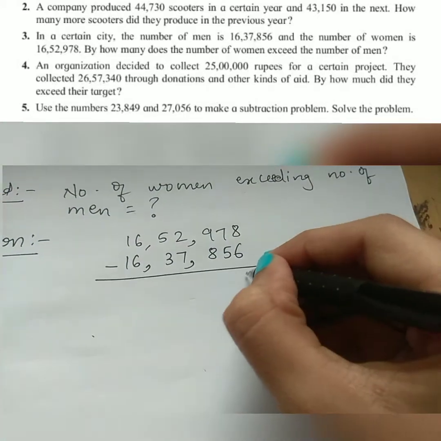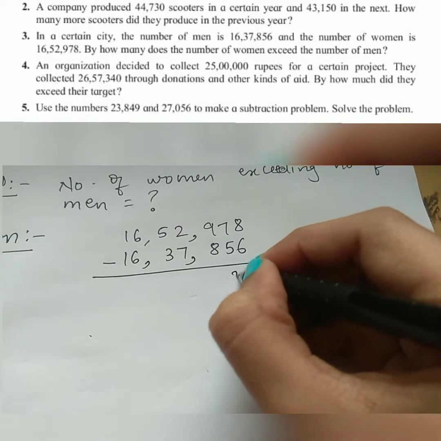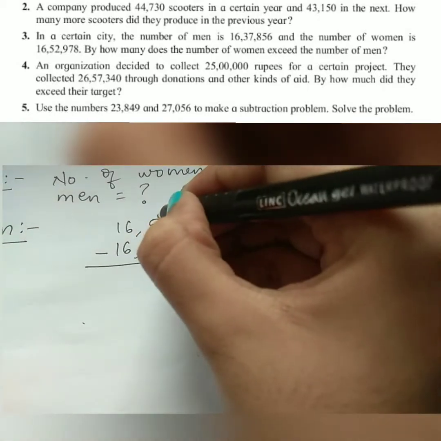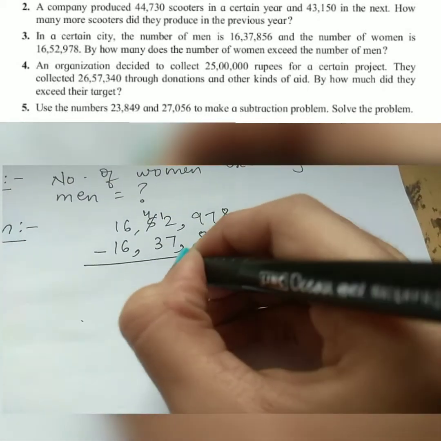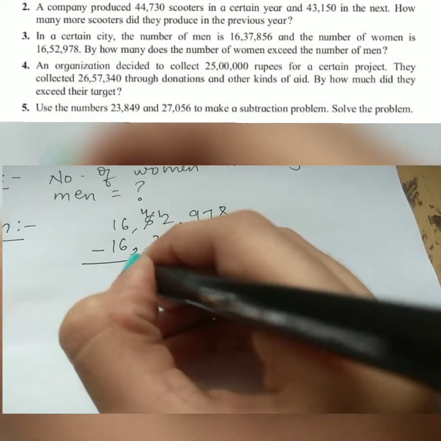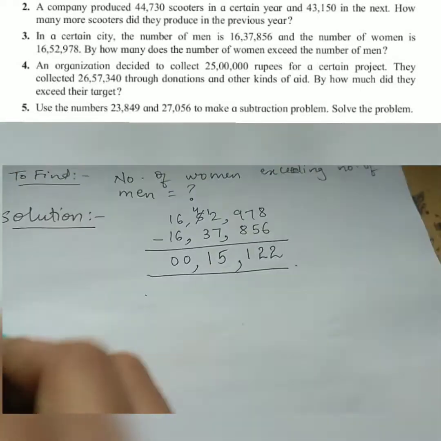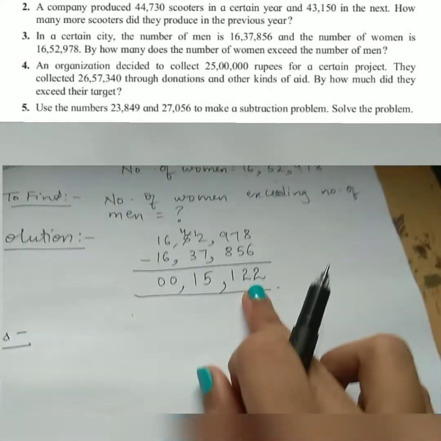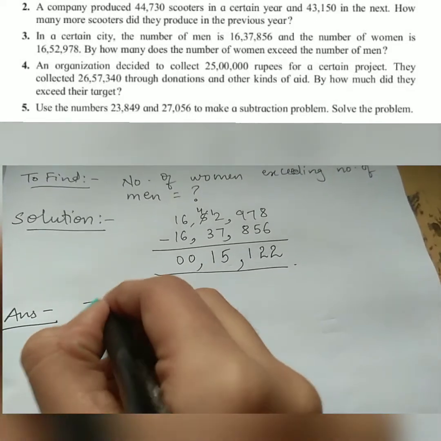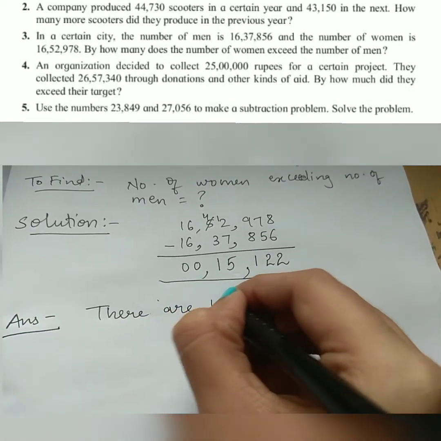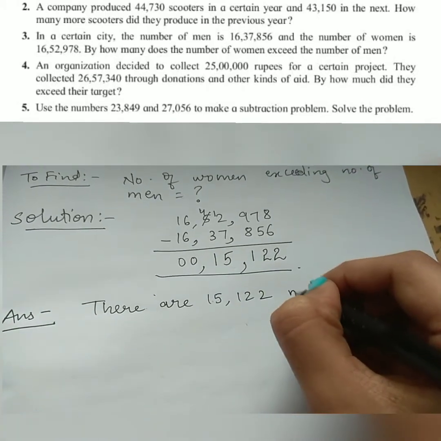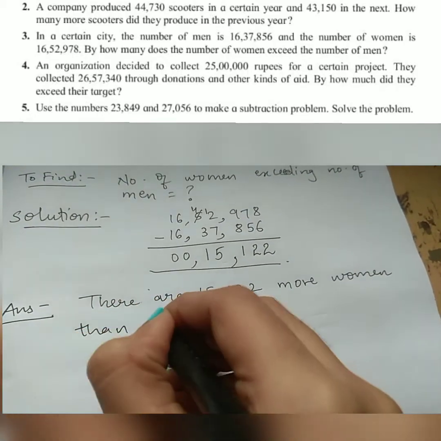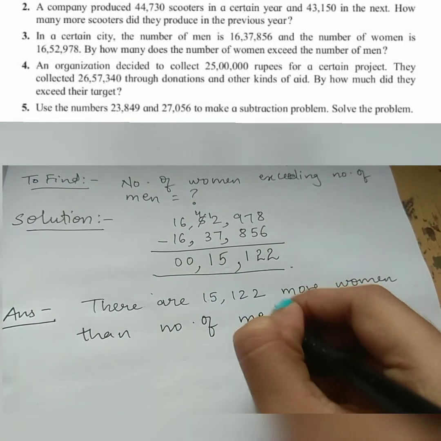Eight minus 6, 2. 7 minus 5, 2. 9 minus 8, 1. 2 minus 7 not happening, we will borrow. 12 minus 7, 5. 4 minus 3, 1. So how many numbers? 15,122. How we will write? There are 15,122 more women than number of men.